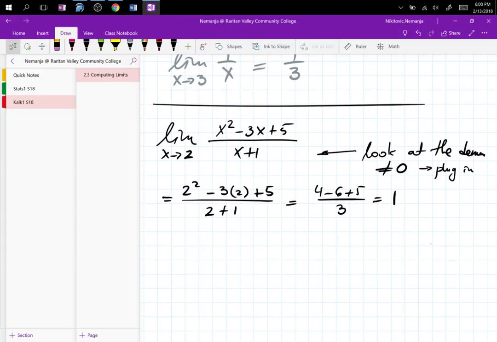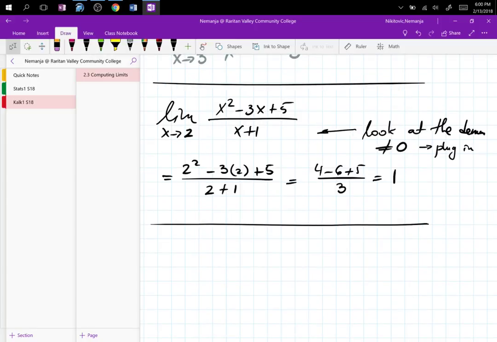If x approached -1, that's where all hell breaks loose. So, we have to deal with those cases now. What method are we going to use when we see the limit as x goes to 2 of, let's say, x squared minus 4 divided by x minus 2?